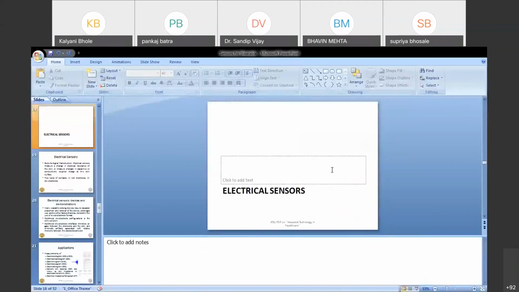Before moving to the electrical sensors, do you have any doubts? If you have any doubt, or want to discuss something, just put your question in the chat window.